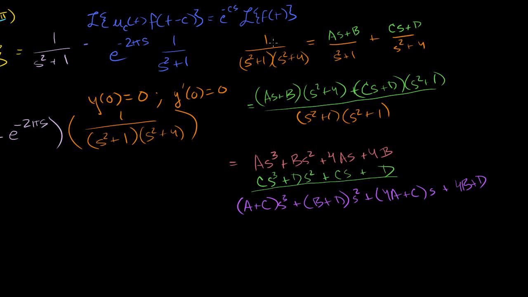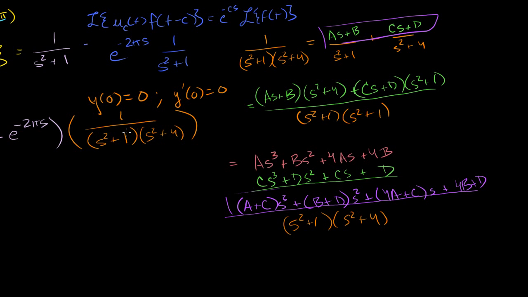All of this is equal to this thing up here. This is the numerator. We just simplified the numerator. That's the numerator right there. And all of this is going to be over your original s squared plus 1 times s squared plus 4. And we established that 1 over s squared plus 1 times s squared plus 4 should equal this thing.